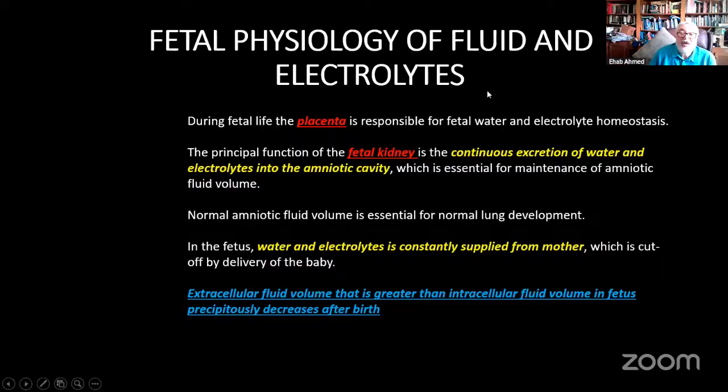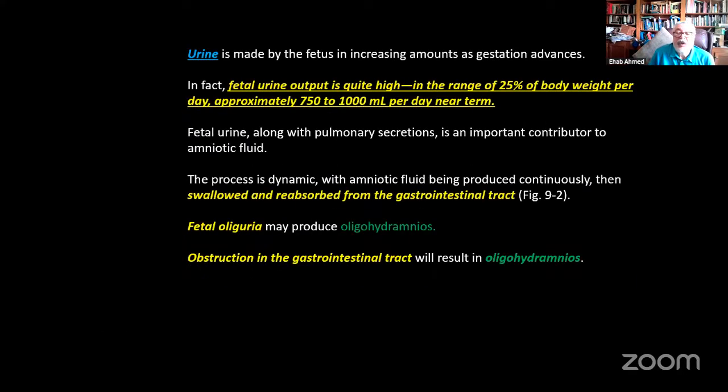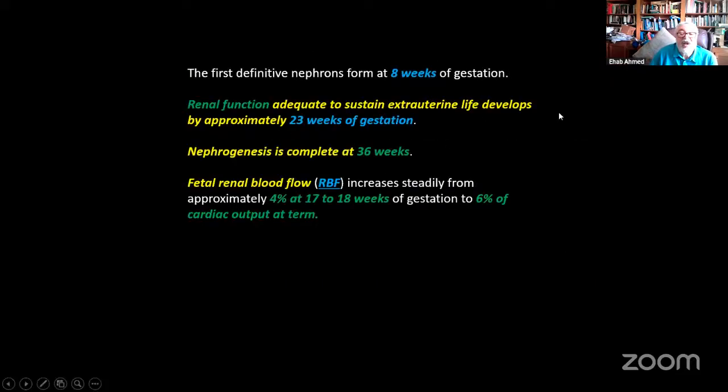And the fetal physiology, the baby is totally dependent on the mother. And the fluid homeostasis runs between the baby, the placenta, the fetal kidney, and the amniotic fluid. And the kidney starts to work at the age of 8 weeks. And by the age of 23 weeks, the kidney can sustain an extrauterine life.